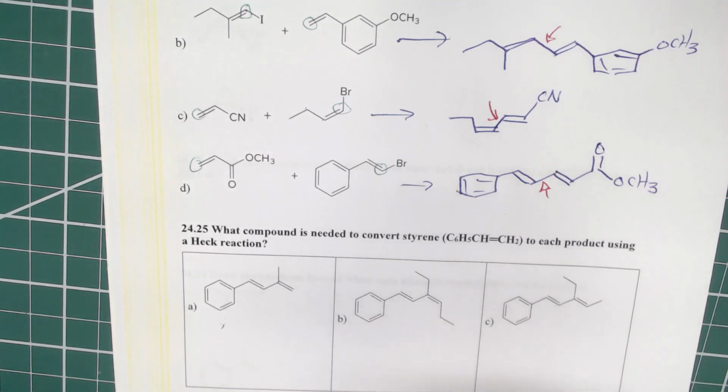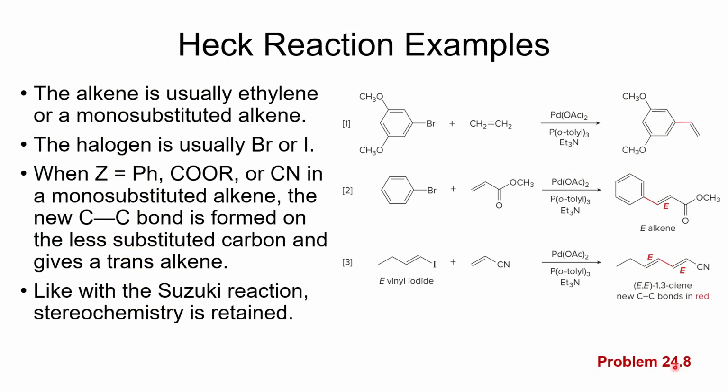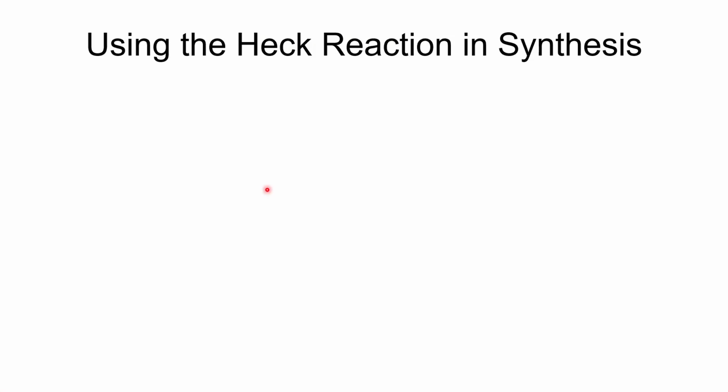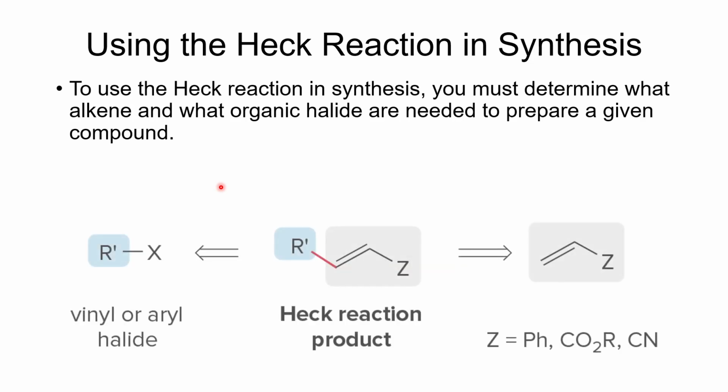All right, so now go back to this, and we're going to finish up talking about the Heck reaction. So using the Heck reaction in organic synthesis. To do this, here we're thinking retrosynthetically, you need to determine, first of all, what alkene and what organic halide were used. And so you want to figure out what new carbon-carbon bond was formed.